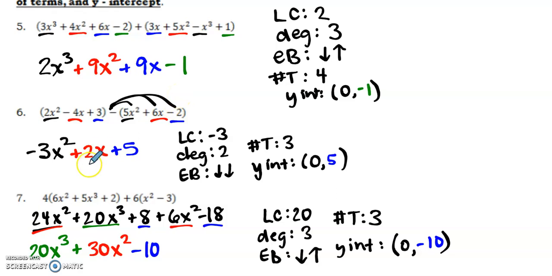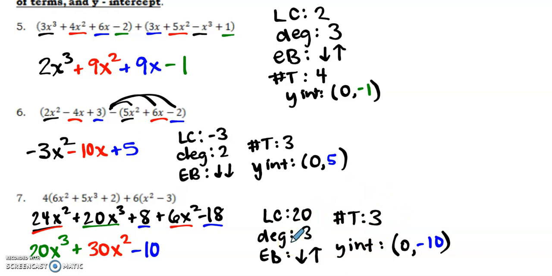Miss Schwartz made a mistake. Not the first time, won't be the last time. My apologies. This should end up being negative 4 minus 6, which is minus 10x. And then 3 minus negative 2 gets you 5. Next one, I distributed in the 4. 4 times 6, 4 times 5, 4 times 2. And I distributed in the 6. 6 times 1, 6 times negative 3. Then I combined my like terms that I had and got all of this information.